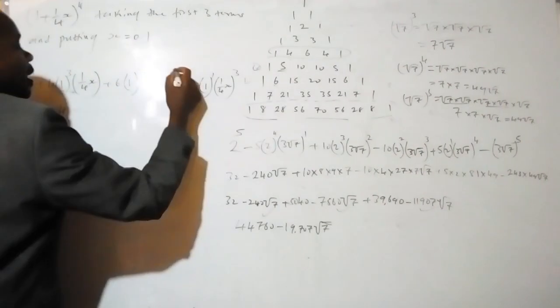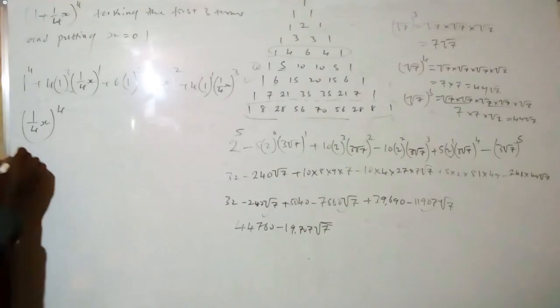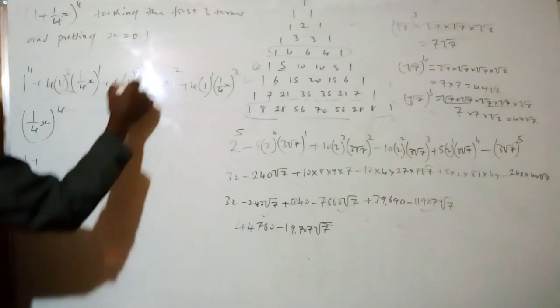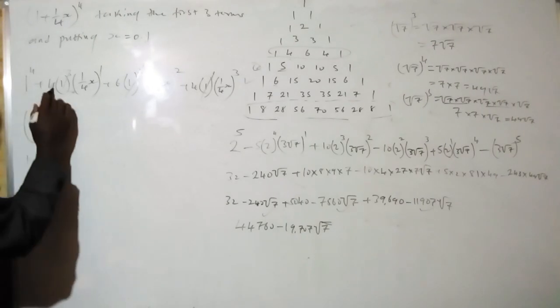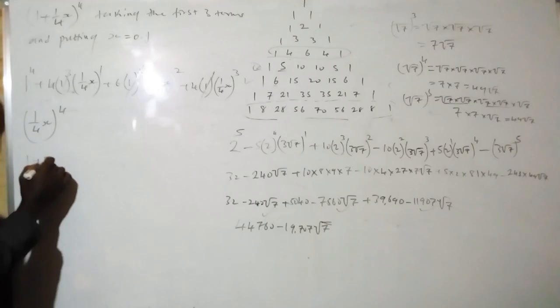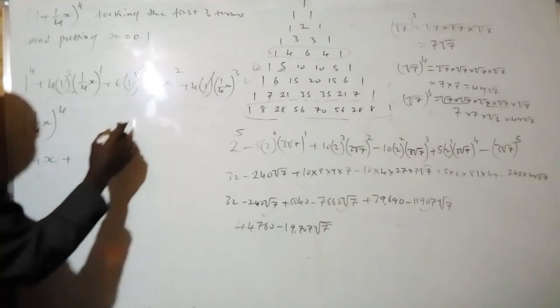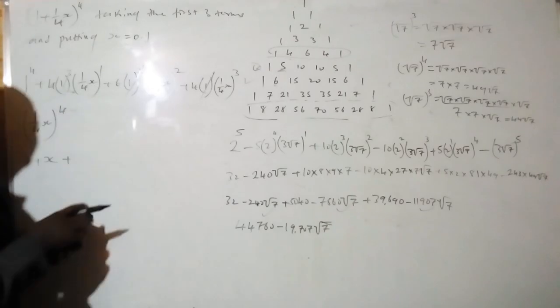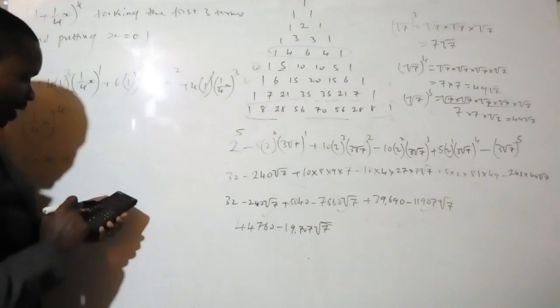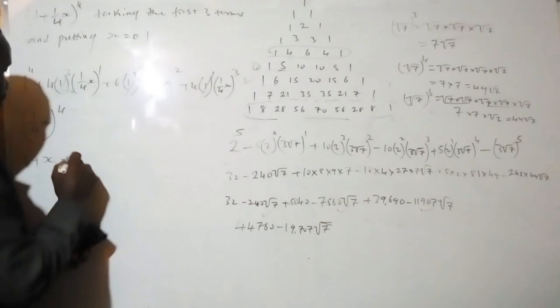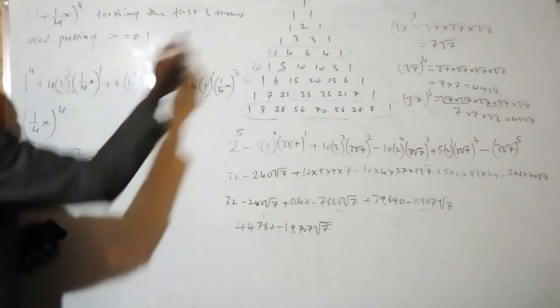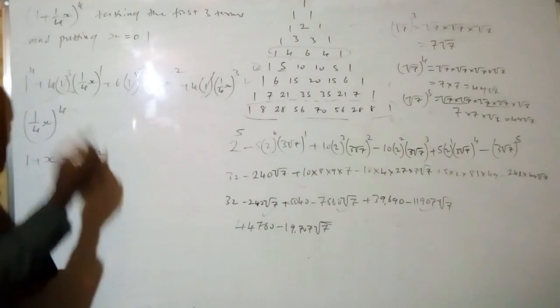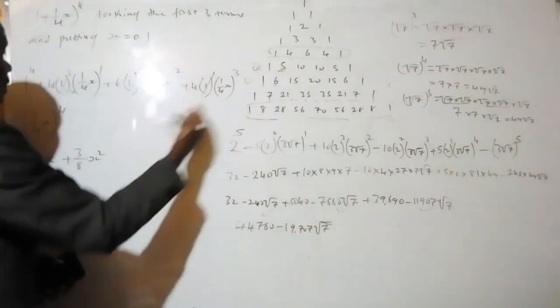Next, 1 to the power 4 is 1, plus 4 times 1 over 4x, which is x, correct? Plus 6 times, 4 squared is 16, and 6 over 16 is 3 over 8, then x squared. But we've been told the first 3 terms. This is the first, second, third. Yeah, we are going to use this. Although first of all you can expand, no problem, because I want you to learn.